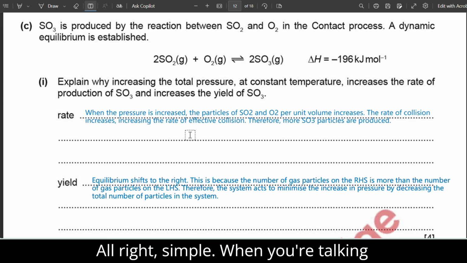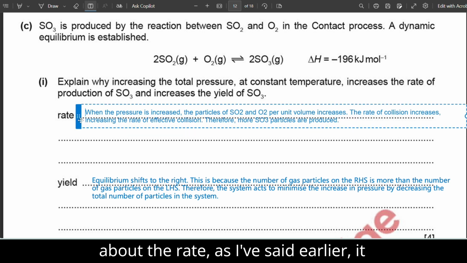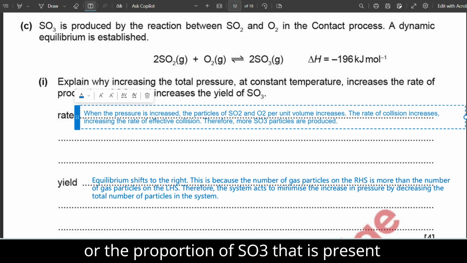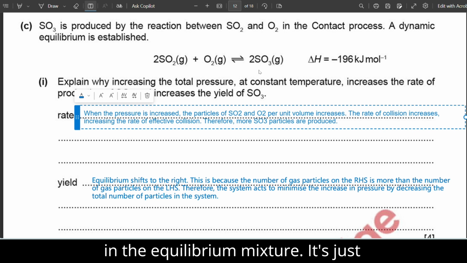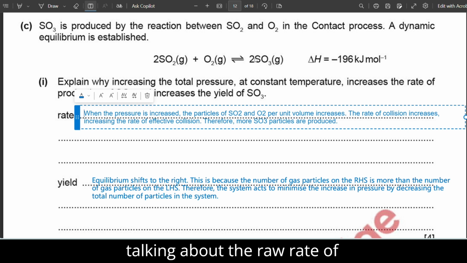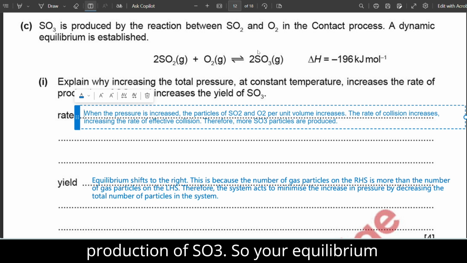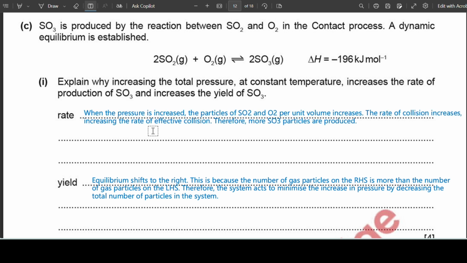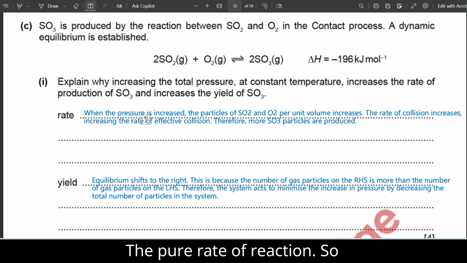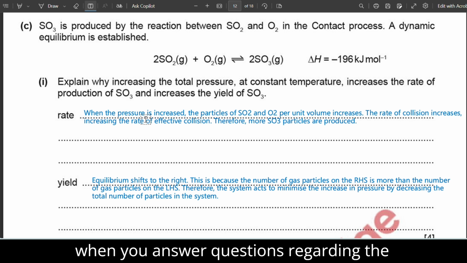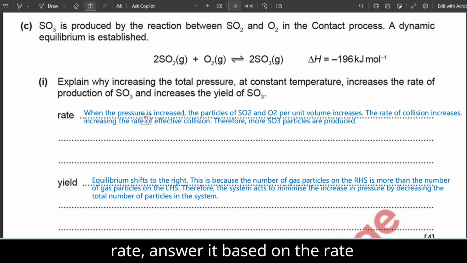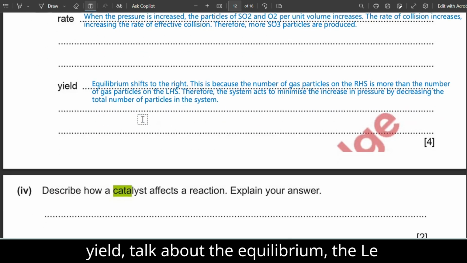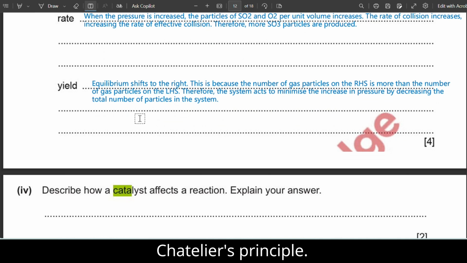Alright, simple. When you're talking about the rate, as I've said earlier, it doesn't refer to the percentage of SO3 or the proportion of SO3 that is present in the equilibrium mixture. It's just talking about the raw rate of production of SO3. So your equilibrium doesn't matter. What really matters is the pure rate of reaction. So when you answer questions regarding the rate, answer it based on rate of reaction concepts. When it's about the yield, talk about the equilibrium and Le Chatelier's principle.